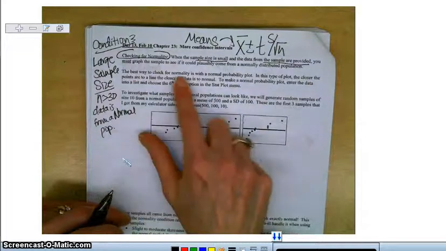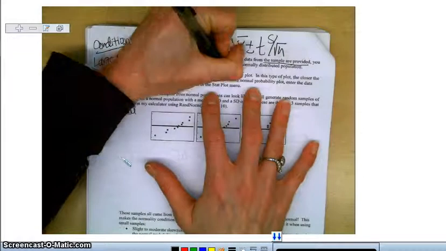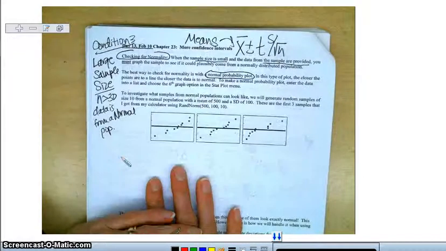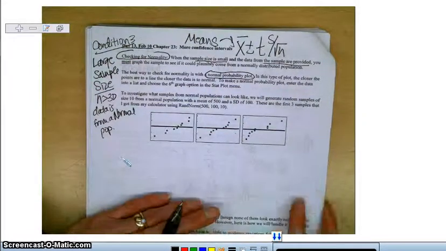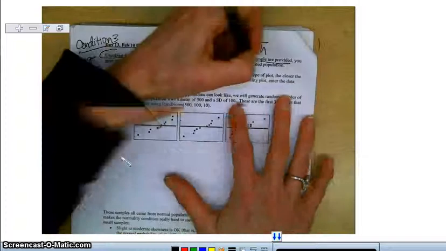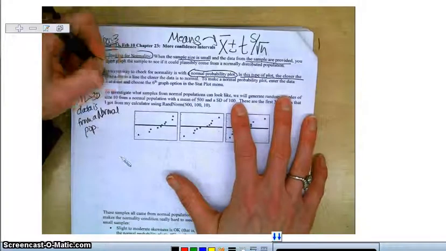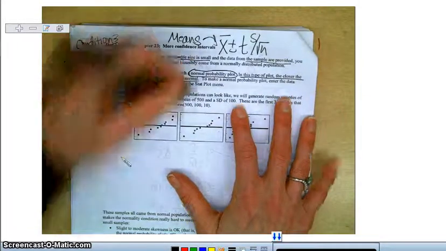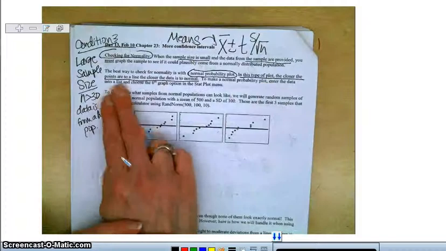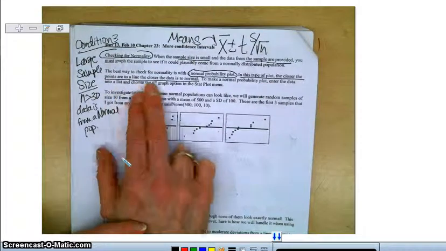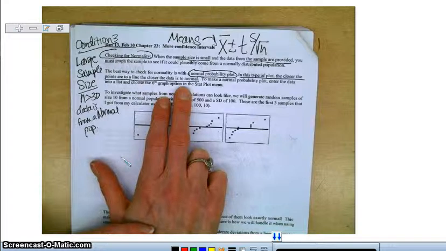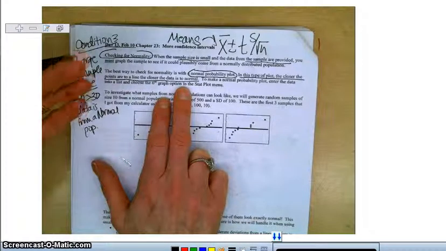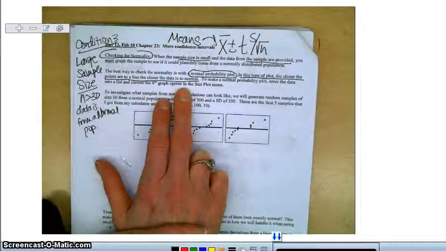The best way to check for normality is with a normal probability plot. We've had those before, when we had to check for normality earlier in the year. In this type of plot, the closer the points are to a line, the closer the data is to normal. So you do your normal probability plot, and if it looks like a line, then you can say, yep, it's probably normal.